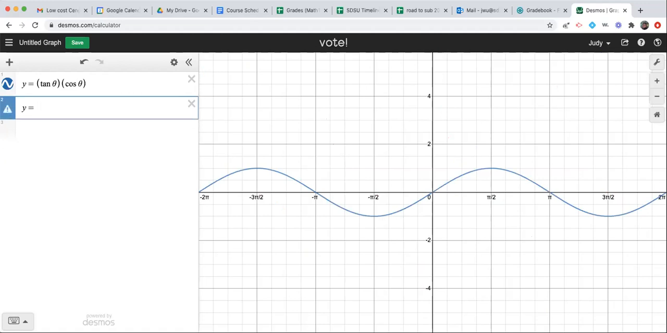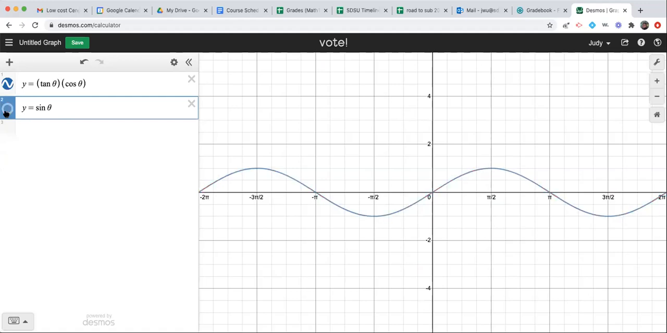So this is the left-hand side of example number 2, right? Tangent theta times cosine theta gives us this picture. We should know what this picture is. What is this a picture of? This is a picture of sine, right? And if you look at example 2, isn't that what the right-hand side says? Sine theta. So let me type in sine theta here, and let's change this to be red, okay?